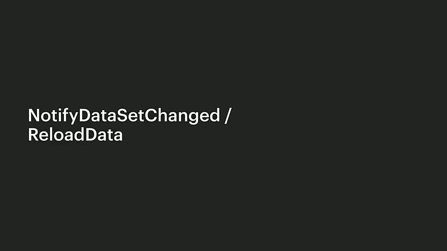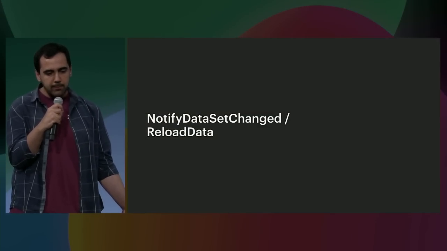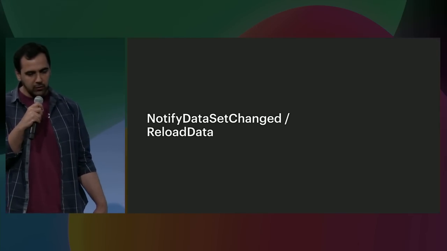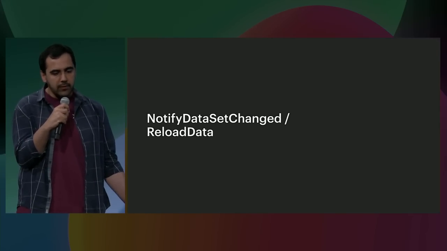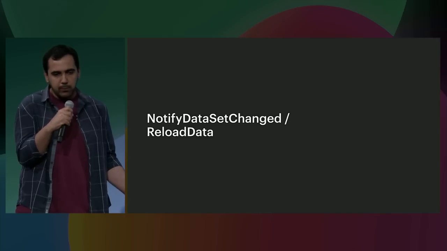In practice, though, in real-world applications, calculating the set of changes for a list can be really complex. And we found that a lot of times, we ended up falling back on invoking notifyDataSetChanged or reloadData, depending on the platform. Doing so is the equivalent of saying, I know that something changed in my list and it needs to be re-rendered, but since I don't know what, please re-render everything.